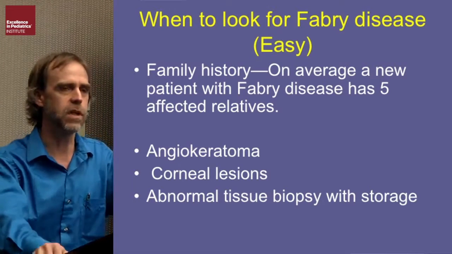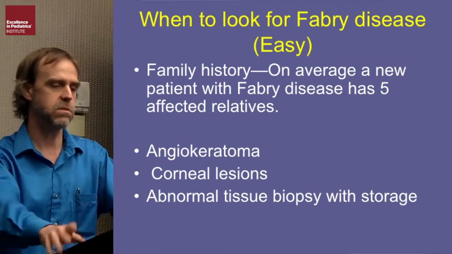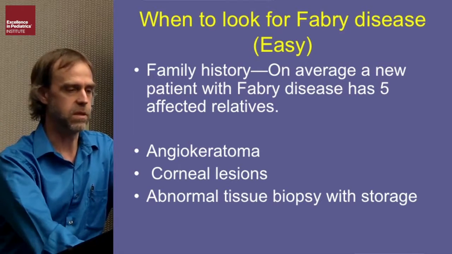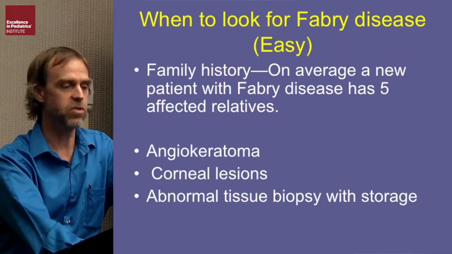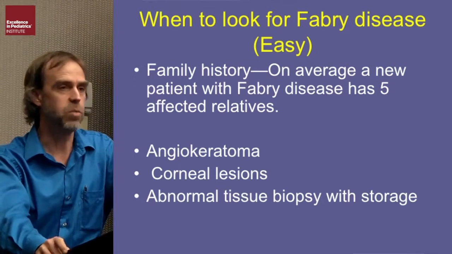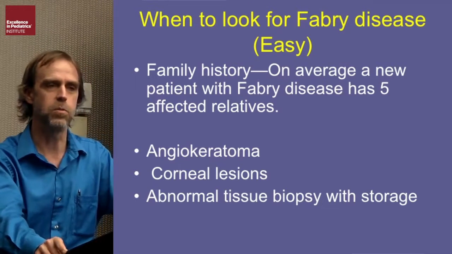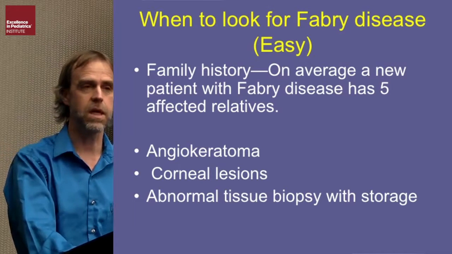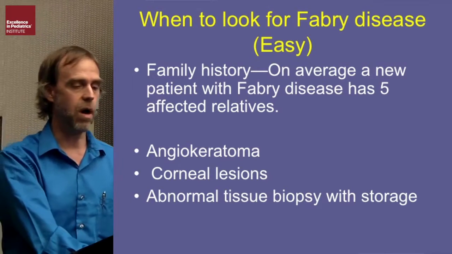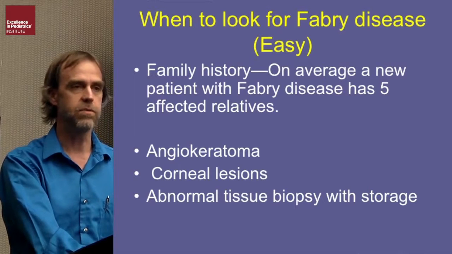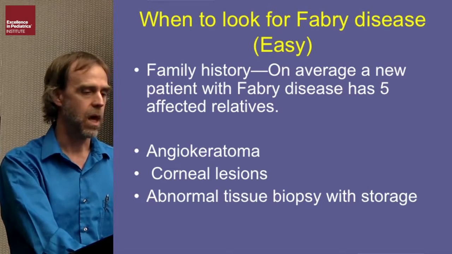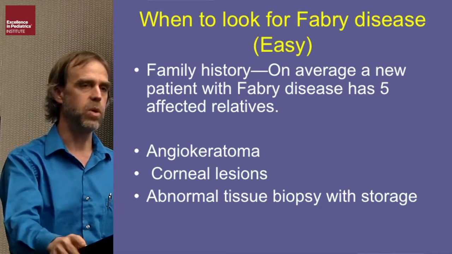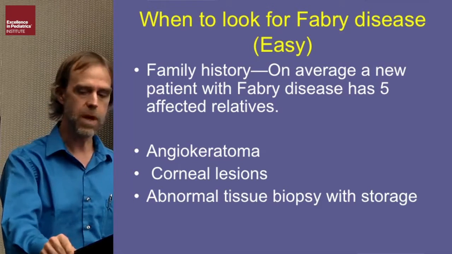So when to look for Fabry disease, this slide is the easy things. You don't have to think about it. If you see these problems, you need to think of Fabry disease. If somebody comes in and tells you that they have a family history of Fabry disease, that's kind of a simple one. Typically, if a new patient is diagnosed with Fabry disease, there are about 5 affected relatives at risk that can be identified. So we want to identify all of those people, and we want to make sure that they get tested.